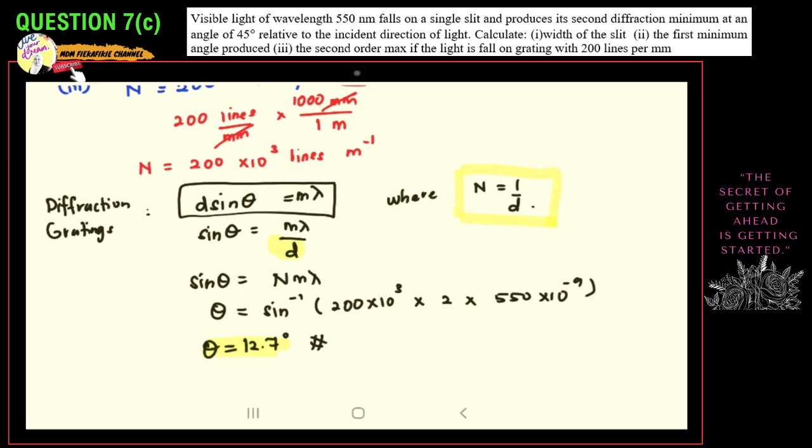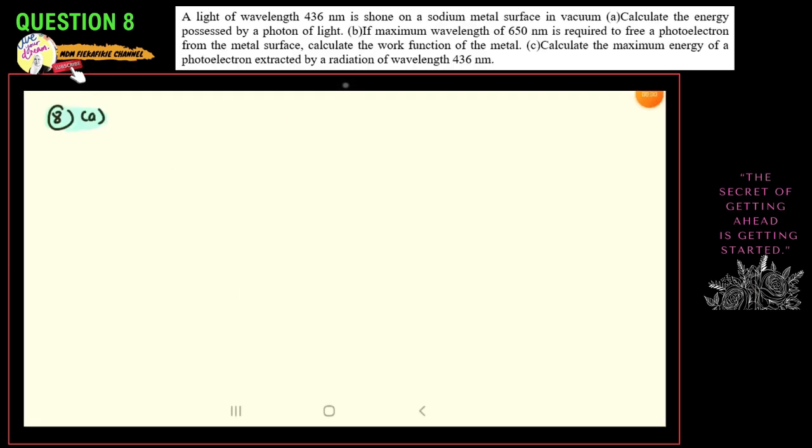So let's proceed to question number 8. Okay, question number 8, we have light of wavelength 436 nanometer shone on a sodium metal surface in a vacuum. Okay, so lambda is 436 nanometer. Okay, so calculate the energy possessed by a photon of light. So let's say this is the metal surface, which is the sodium metal surface.